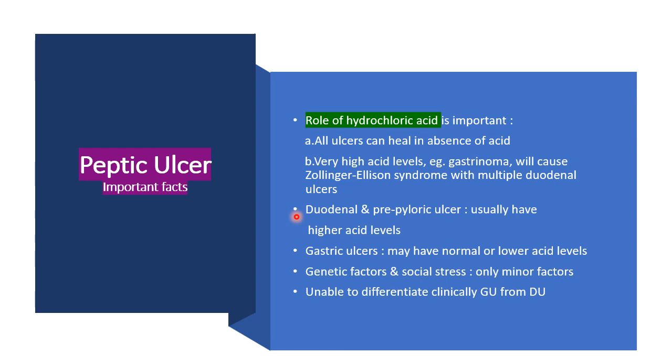Duodenal and pre-pyloric ulcers usually have high acid levels, whereas gastric ulcers may have normal or lower acid levels. Genetic factors and social stress are also important but minor factors in the creation of a peptic ulcer. And very often it is clinically not possible to differentiate gastric from duodenal ulcers.